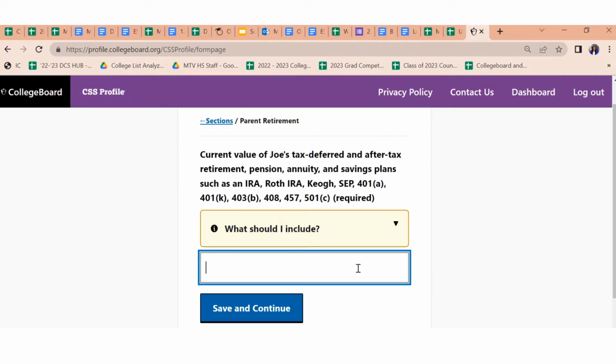So you will look at your retirement plans, your investments, and tax deferred after tax retirement information and savings plans and enter that here. You would look up the value of that and enter it here. And again, this is the parent's retirement savings.